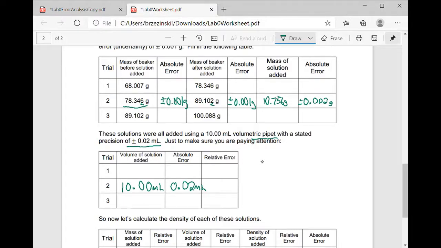So the relative error we would get by doing the percent, 0.02 milliliters over 10.00 milliliters. And that would give us 0.002 as the fraction. The milliliters actually cancel, so this is not milliliters anymore. It's 0.002 or 0.2%. So we have 0.2% error.